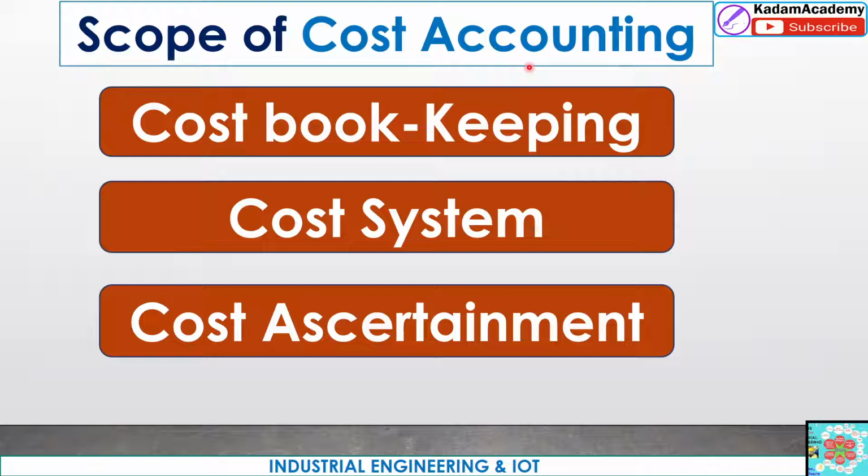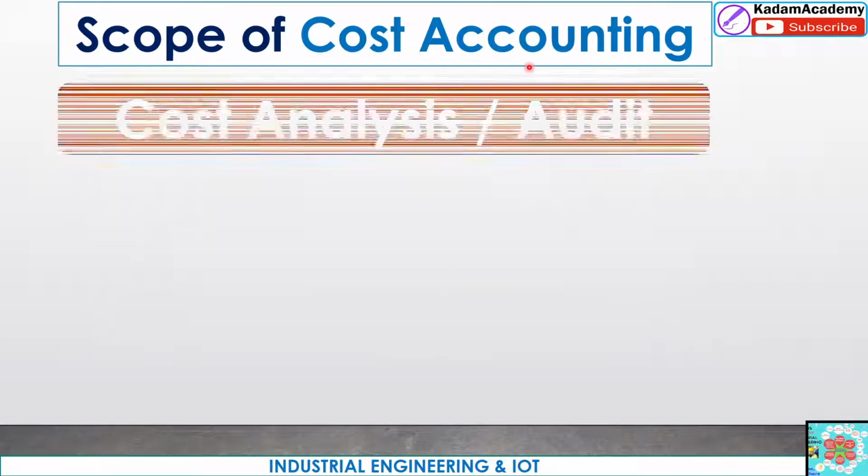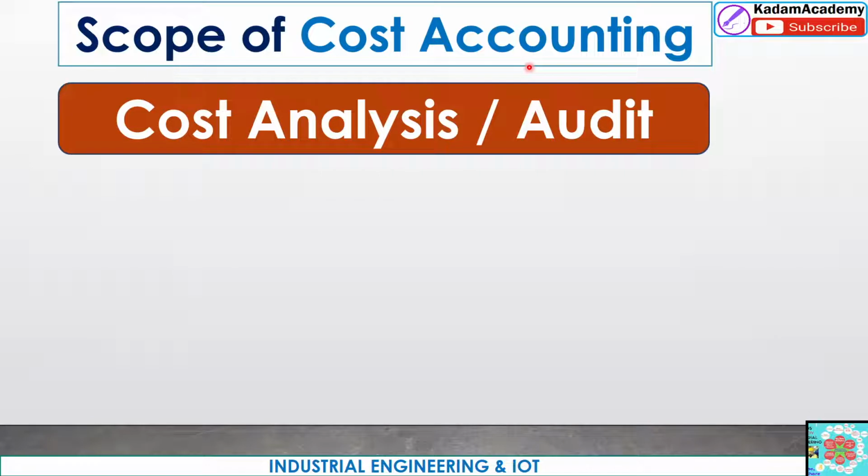So this cost ascertainment becomes the basis of managerial decision making, such as pricing, the sales price or different prices. Planning and control also come under this, due to the benefit of cost ascertainment or calculation. Now we'll see the cost analysis and audit.